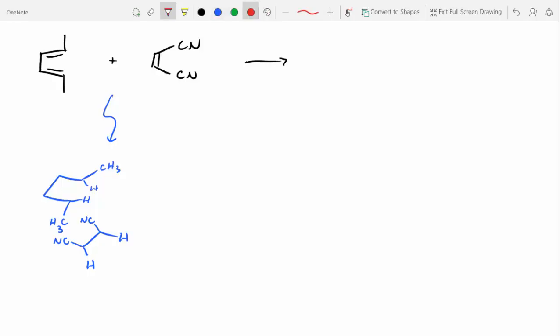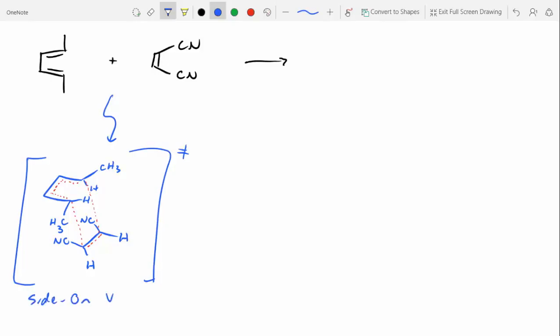And then if we think about the bonds being made and broken, we're going to have this docking that occurs underneath here. We're going to break this pi bond. We're going to break this pi bond. We're going to break this pi bond. And we're going to make this pi bond. So this is our transition state. And this is going to be our side-on view. And now we have to consider our product from the side-on transition state.